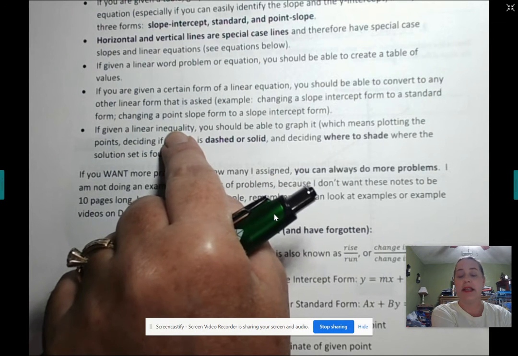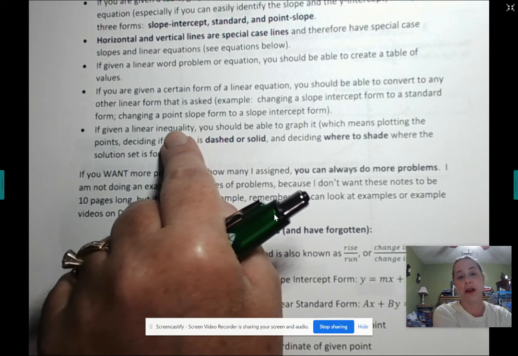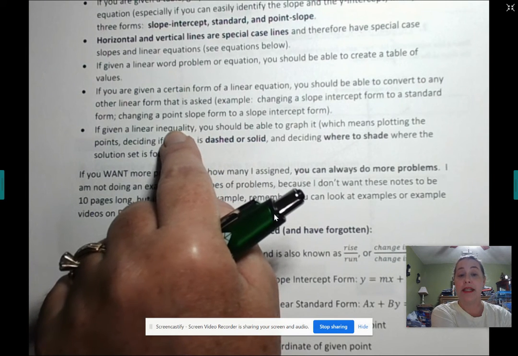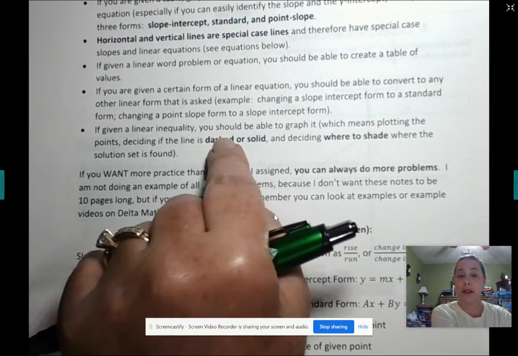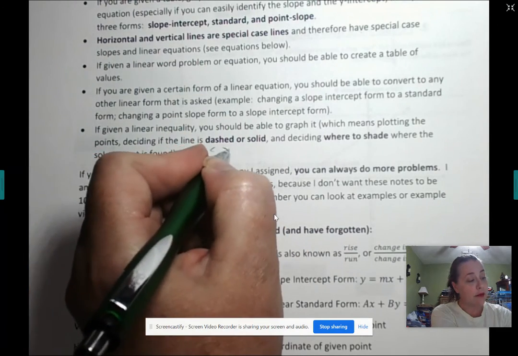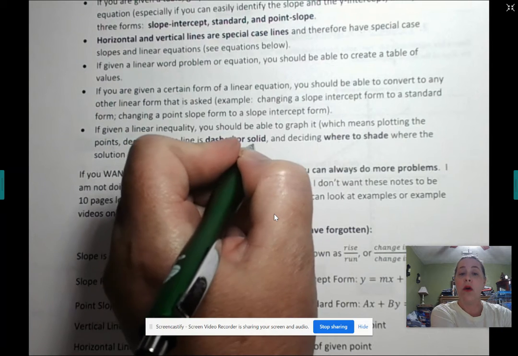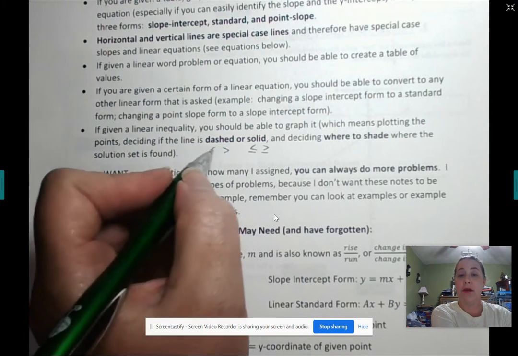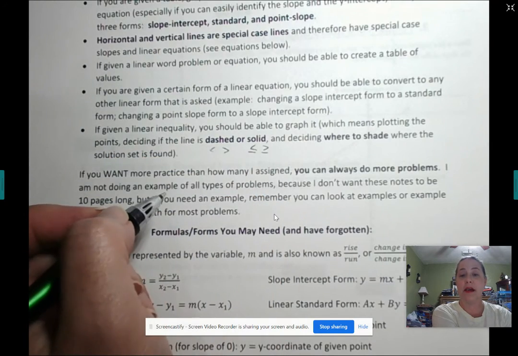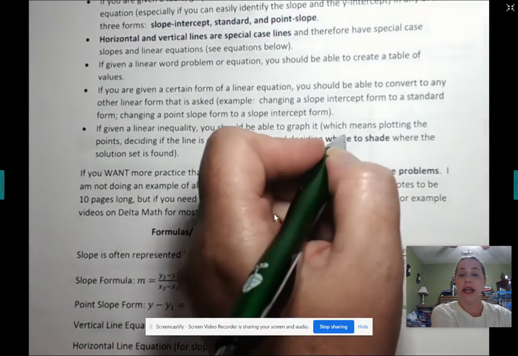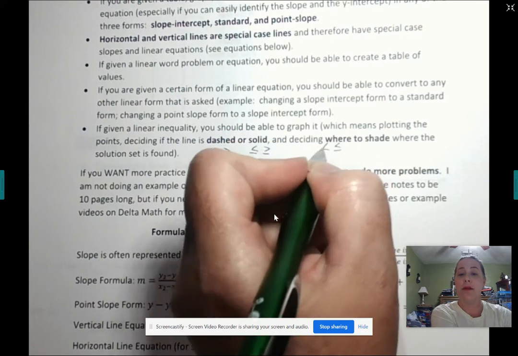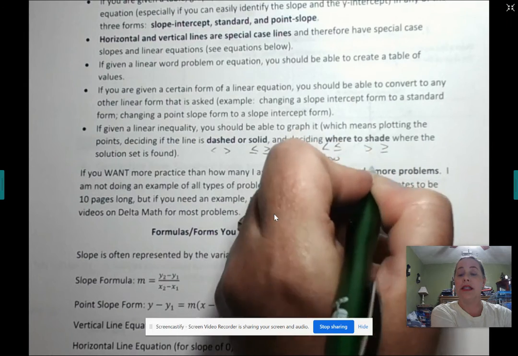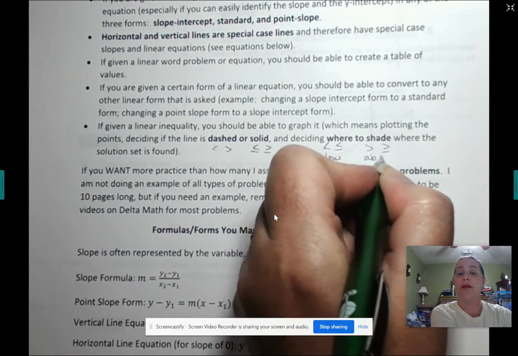Remember, an inequality is something that doesn't use an equal sign. It uses a less than or a greater than. You still graph it like you do a normal line, but you have to make a decision on whether to connect the dots with a dashed line, which would be when you use less than or greater than, or if you're using less than or equal to, greater than or equal to, that would be a solid line. Anything with an equal to component to it will be solid. And then you have to decide where to shade. If you have a less than, either type of less than, you're going to shade below. If you have a greater than, any type of greater than, you're going to shade above.